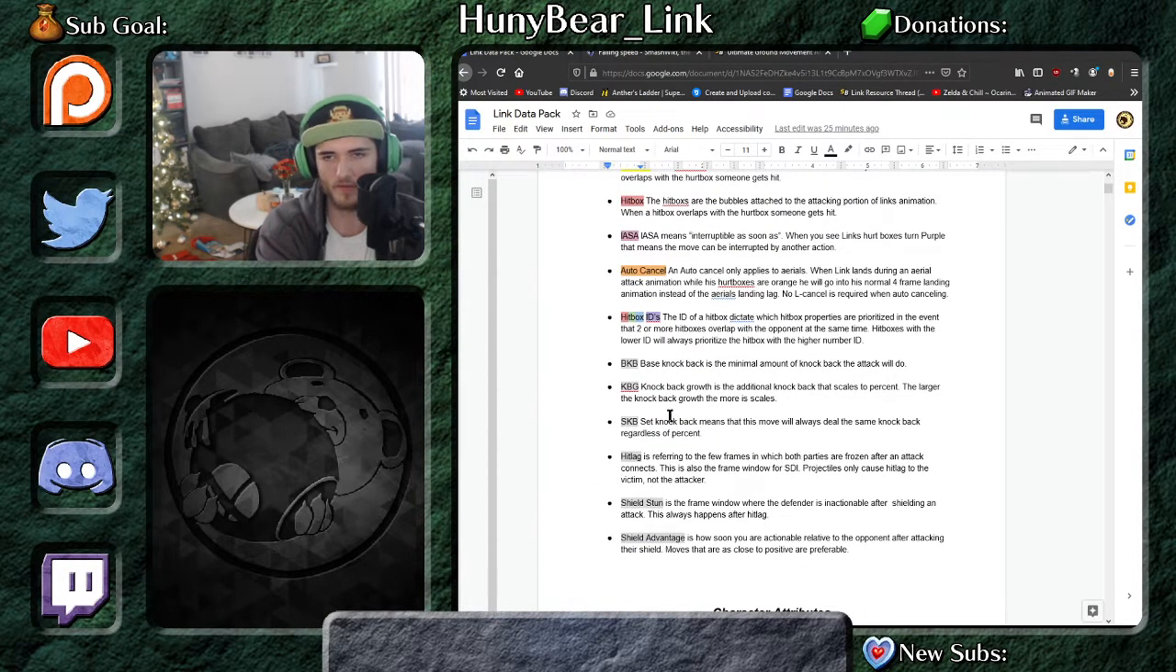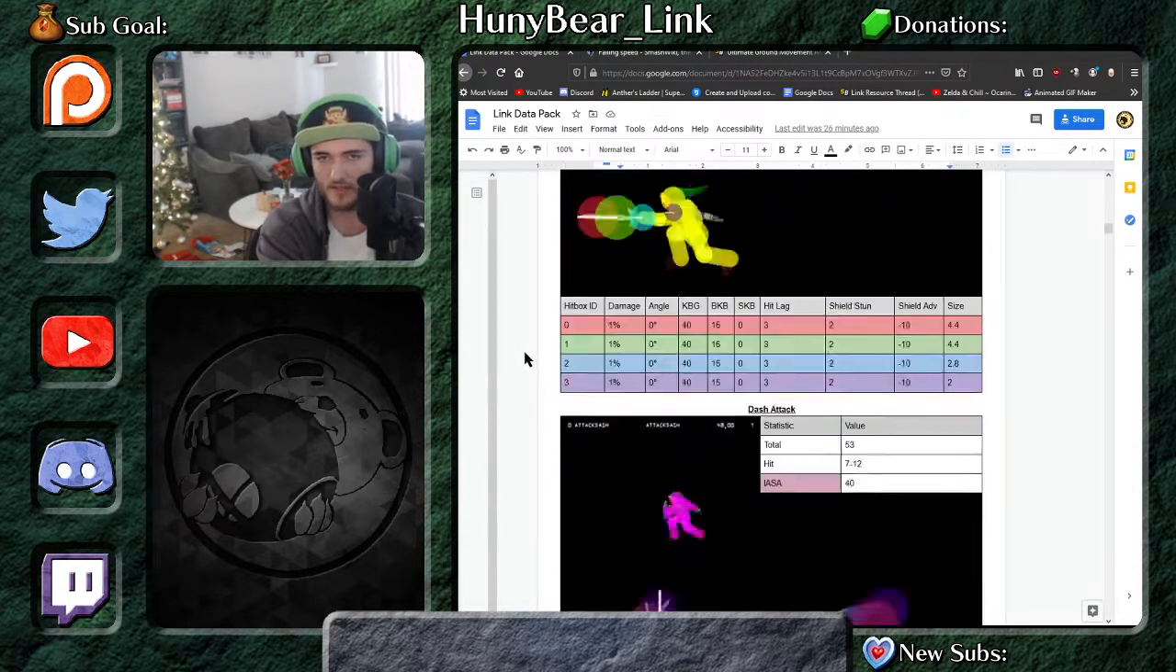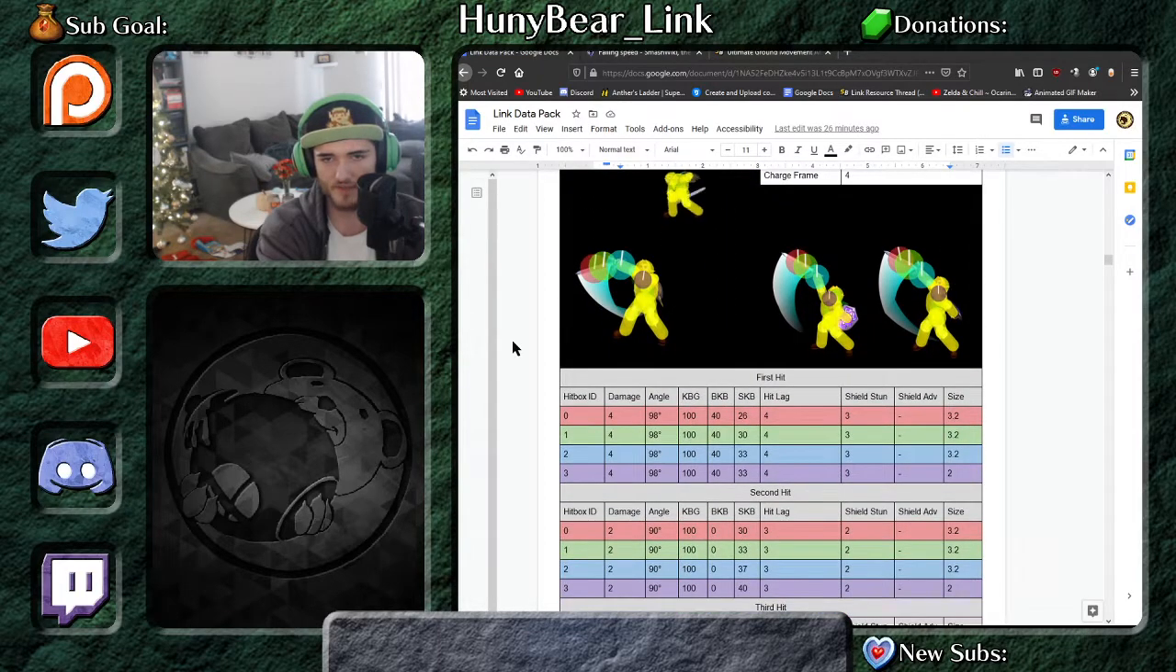Then we have set knockback, which is a special attribute that a few of Link's moves have. And that essentially means it doesn't have any knockback growth. It's just base knockback. It will always knock them back this far regardless of how much percent they have. So when you look at that, you can think of the most traditional examples, like Fox's Shine, for example, has set knockback. Other moves that have set knockback, things like Yoshi's down tilt, for example, or in the case of Link, his first few hits of up smash.